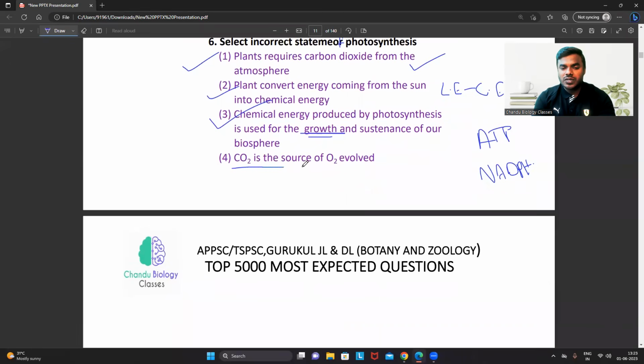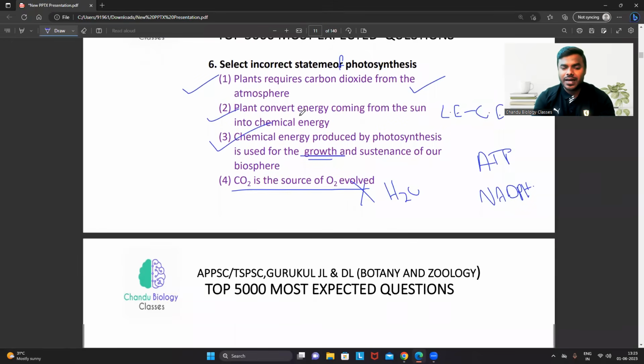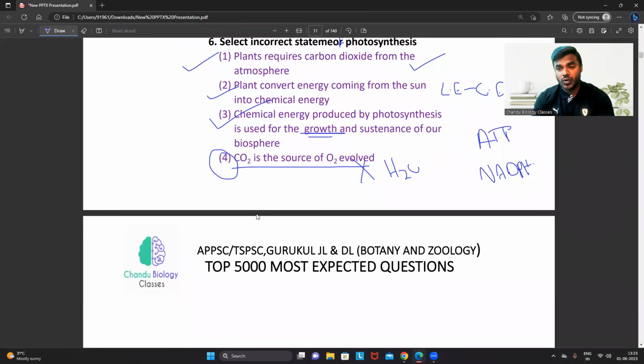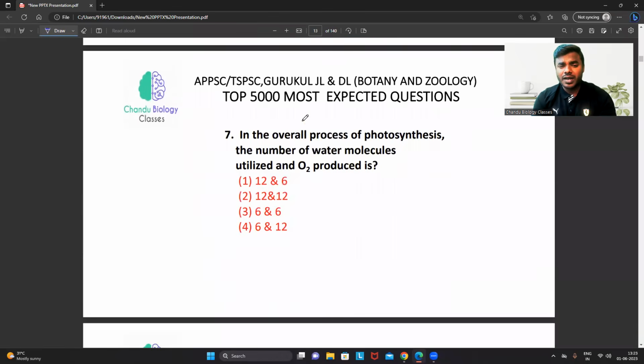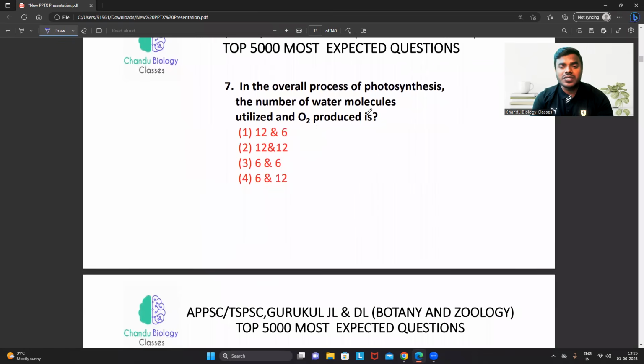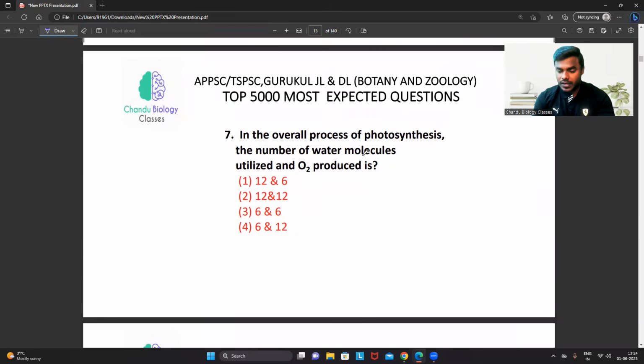Carbon dioxide is the source of oxygen evolved. That is a wrong statement, right? Oxygen is evolved from the water molecule. Hence, friends, which is the incorrect statement? Number 4. Easy to answer. Question number 7. In the overall process of photosynthesis, the number of water molecules utilized and oxygen produced is.